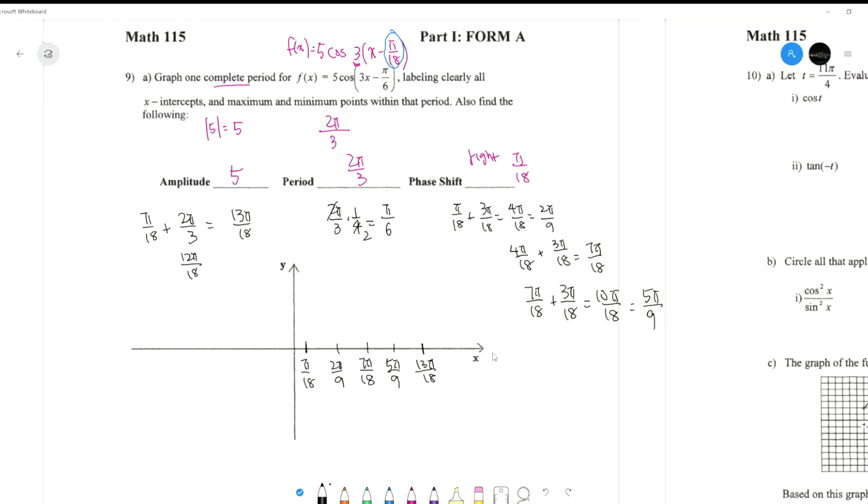x-axis labeled properly. And then I know that the amplitude is 5, so it goes from -5 to +5. And what kind of graph is this? This is a cosine graph. So it should start from the very top. All right? Go to the middle, go to the bottom, the middle, and top. And then when you sketch the curve of the cosine, you should get something like that.